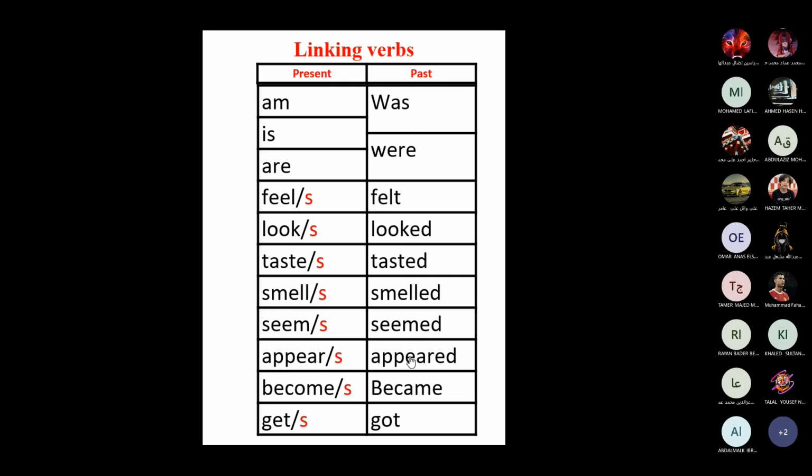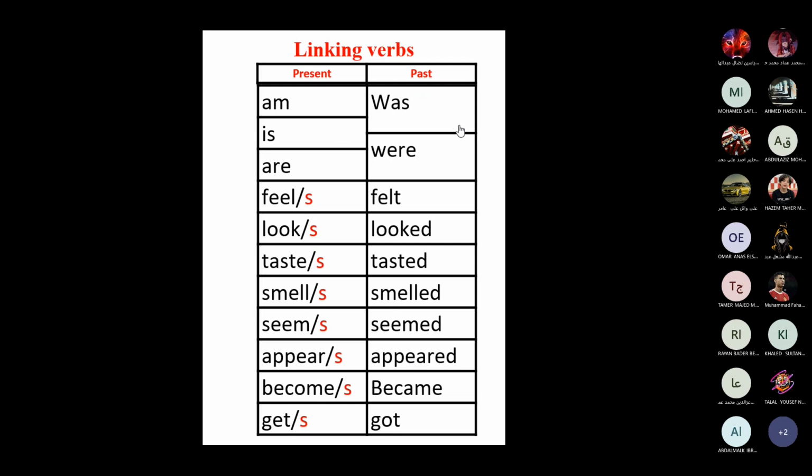Talal, check the past, the second column. Am, is, are: the opposite must be was and were, feel, felt. So I want you to draw the table as it's written, okay? Okay, Khalid Sultan, excellent, Khalid. So, am and is with was, and are with were. No problem. Kareem Aslam, okay, Kareem, very good. Okay, guys.